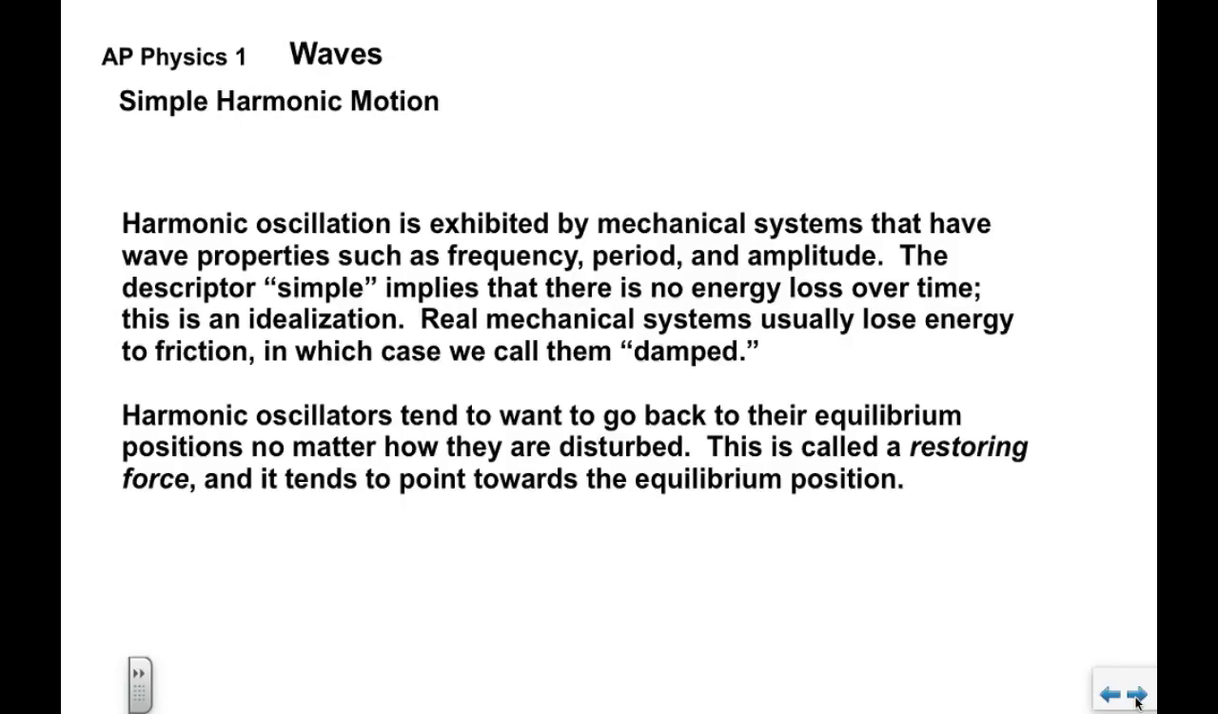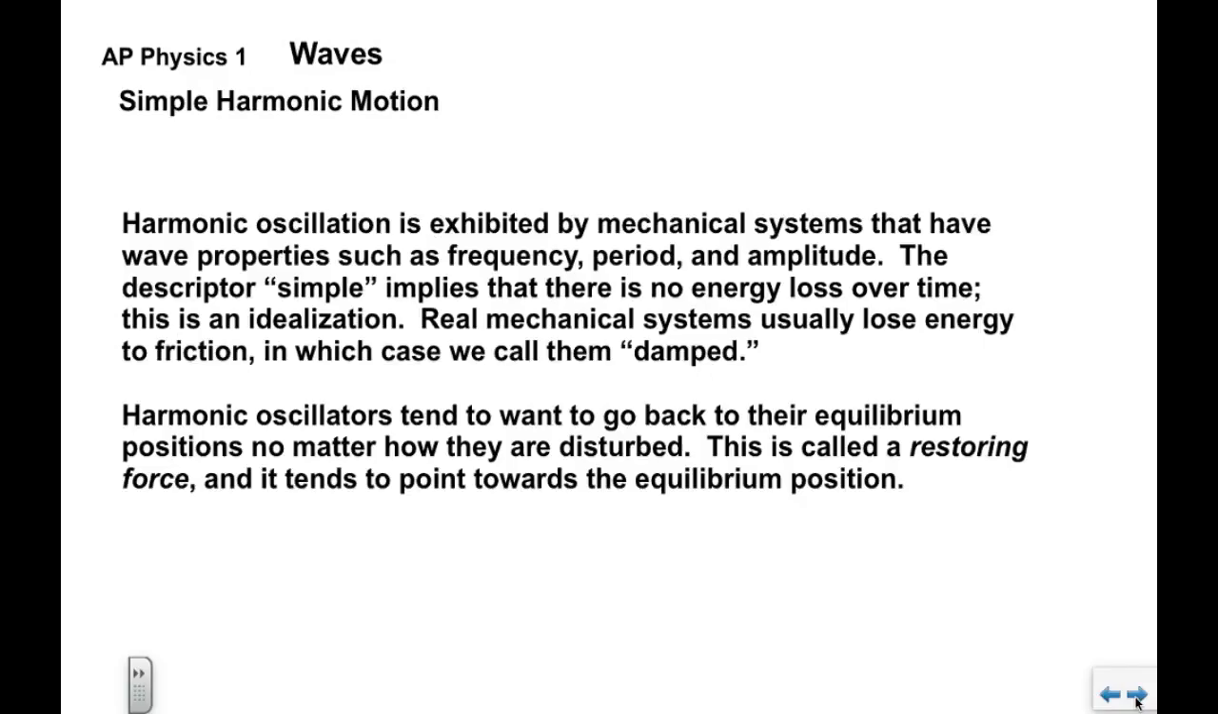Now, harmonic oscillation is exhibited by mechanical systems that have wave properties like frequency, period, and amplitude. The descriptor simple, to go with simple harmonic motion, implies that there's no energy loss over time. This is an idealization. Again, it's a model. Real mechanical systems typically lose energy to friction, in which case we call them damped. We'll get to that a little bit later.